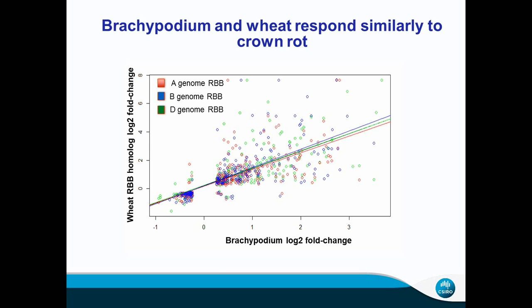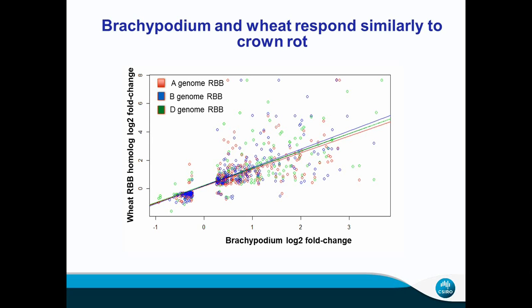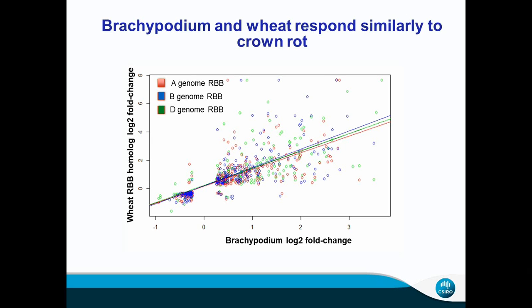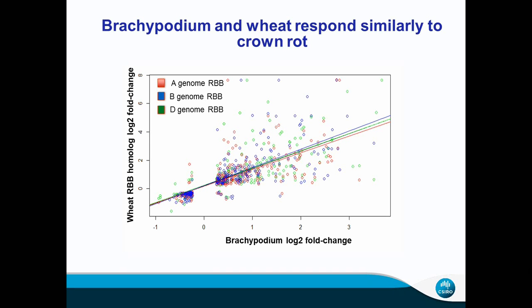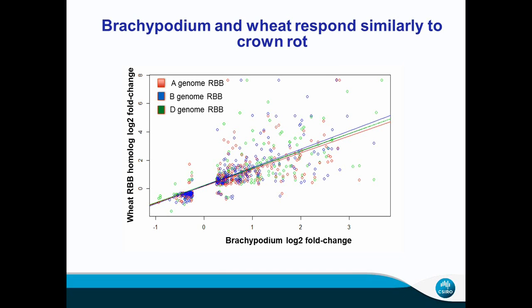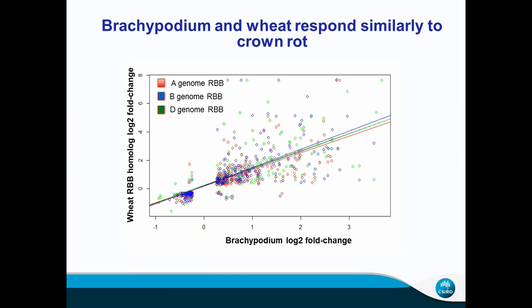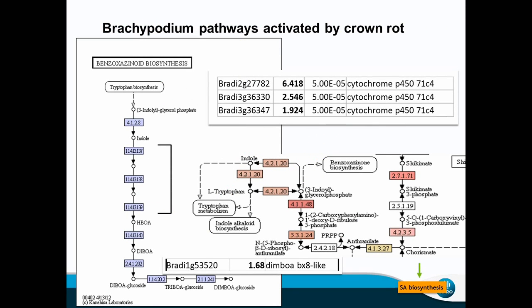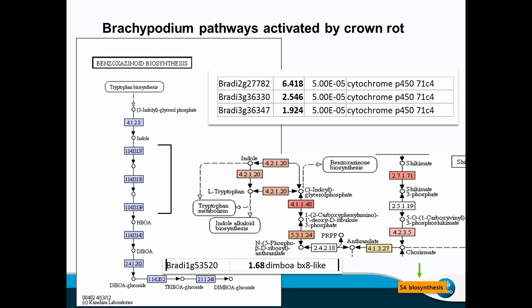As you can see here, we are getting quite a good correlation between Brachypodium genes that are induced after infection with Fusarium crown rot as compared to wheat genes. And there are some differences in induction between different genomes of wheat. We can determine those genes, but overall there is a strong correlation between genes induced in wheat and in Brachypodium by this pathogen.